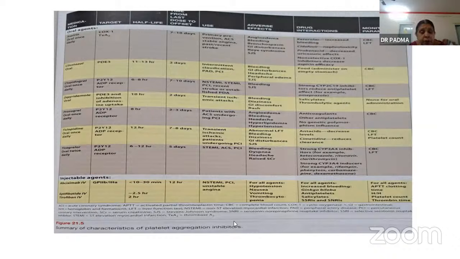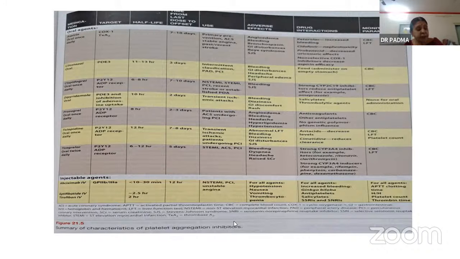The injectable ones are always used in ICUs only. Amongst them, normally we use abciximab very commonly, and eptifibatide and tirofiban are also used. All of them have got the same mechanism, and the half-life is only 10 to 30 minutes, and the last dose effect will be 12 hours, and it is used in all cases of unstable angina, non-STEMI, PCI, etc. And as you know, IV route of administration itself causes many of these problems, and the most common one being hypotension as well as thrombocytopenia.